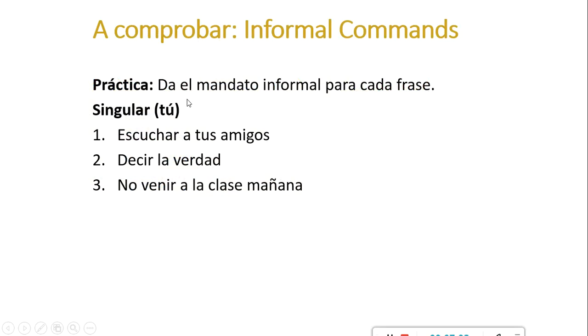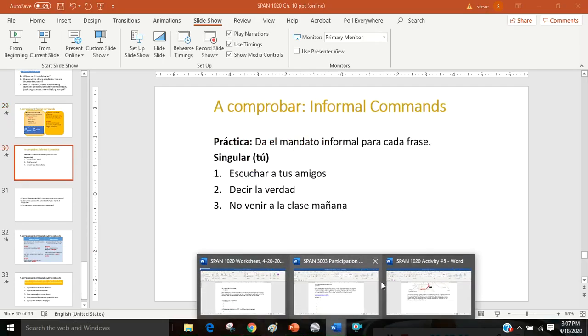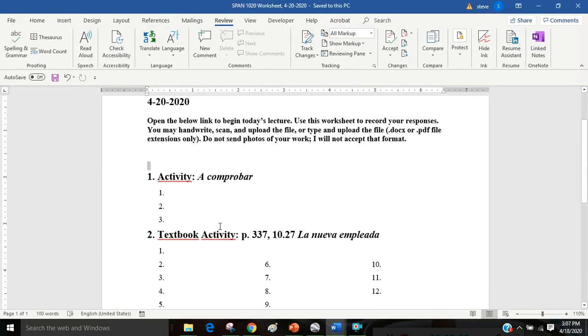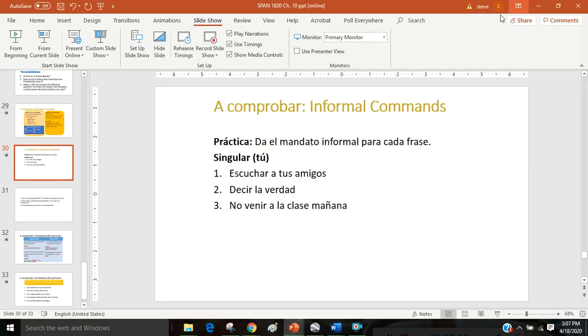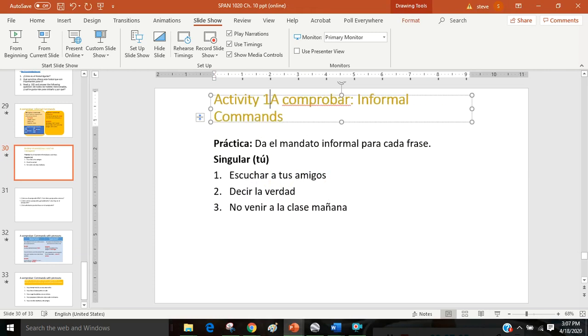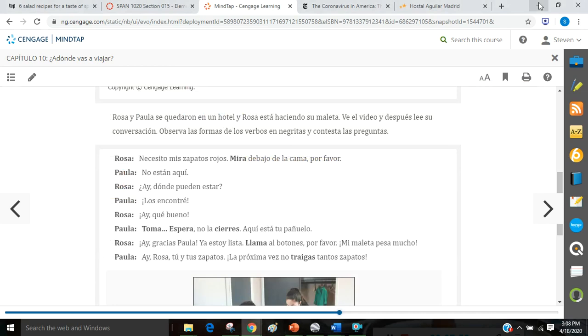Okay, dice, da el mandato informal para cada frase. So we're looking for the informal command here, cada frase. This is activity one. So you are going to go to your worksheet, complete that right there, a comprobar. And it looks like I have forgotten to put in activity one, but just so we're very clear on that. So you can pause here, complete that, and move on when you're ready. And when you are ready, we're going to go to the libro de texto, página 337.